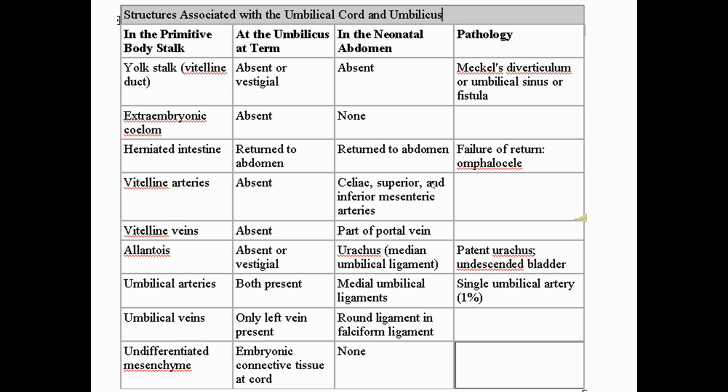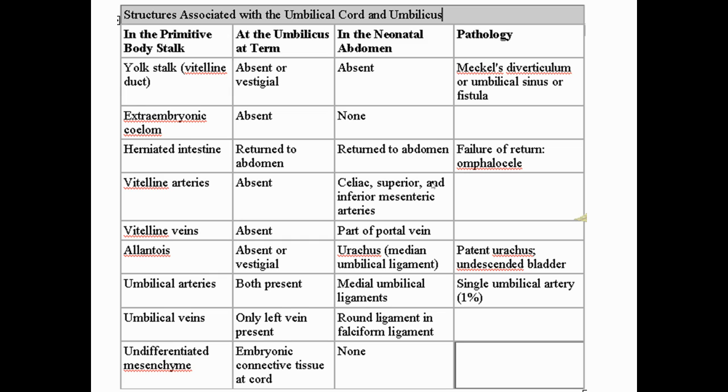The extraembryonic coelom is present in the umbilical cord but absent in the neonatal abdomen. The herniated intestine is present at the umbilicus, then returns to the abdomen in the neonatal abdomen. Vitelline arteries are absent in the umbilical cord, and they become the celiac, superior and inferior mesenteric arteries in the neonatal abdomen. Vitelline veins are absent in the umbilical cord and neonatal abdomen; they are part of the portal vein.